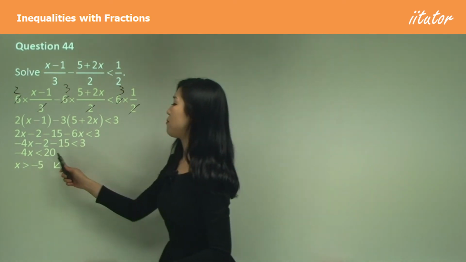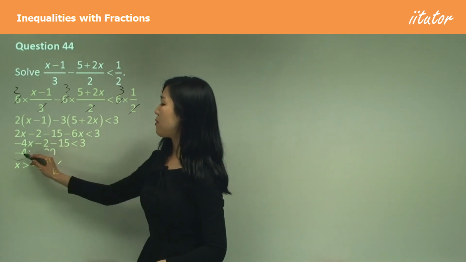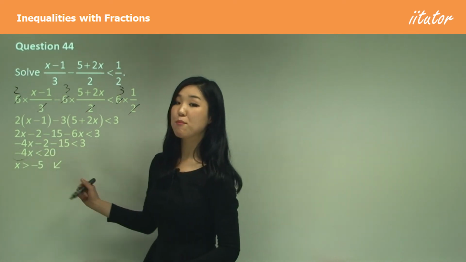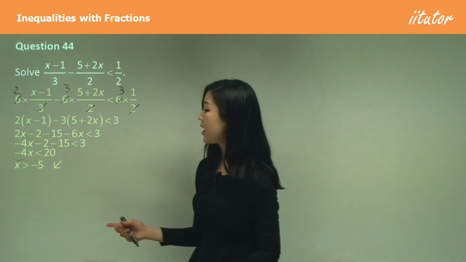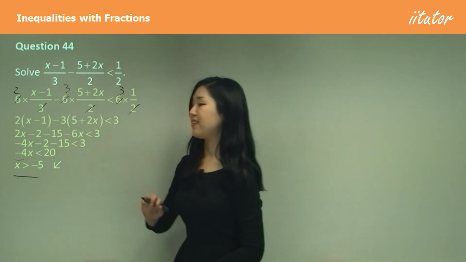So you divide both sides by negative 4. So 20 divided by negative 4 is negative 5. But because we're dividing by a negative, we switch or reverse the sign over. So this is your final answer.